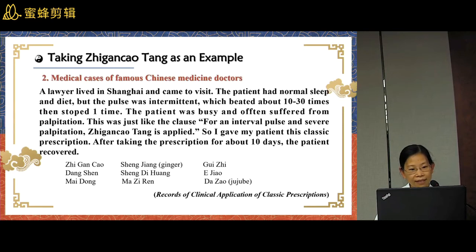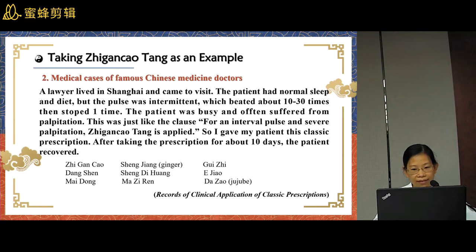Now, I'd like to share a clinical case recorded in another book. Such historical medical records in TCM are vivid, like telling stories. Here's the case. Excerpt from Records of Clinical Application of Classic Prescriptions written by Dr. Cao Yingfu of the Qing Dynasty. The case reflects the effectiveness of Zhi Gan Cao Tang.